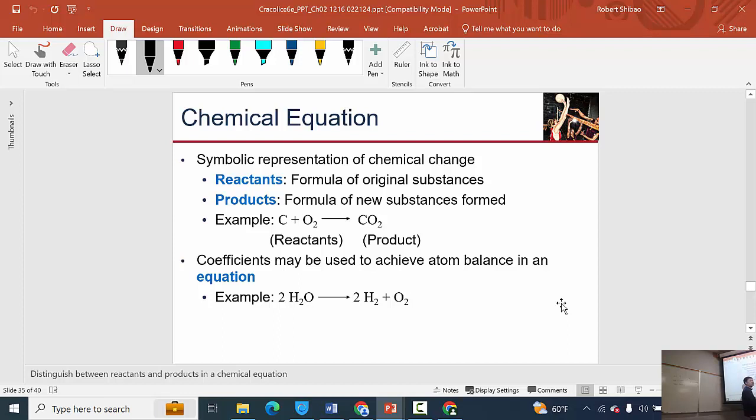Why? Because of conservation of matter. Conservation of atoms, conservation of mass. That's why. And so I knew that. That's one of the predictions you can make using the atomic theory.